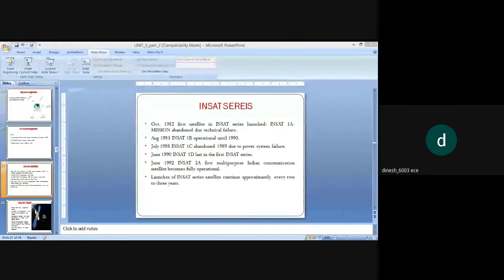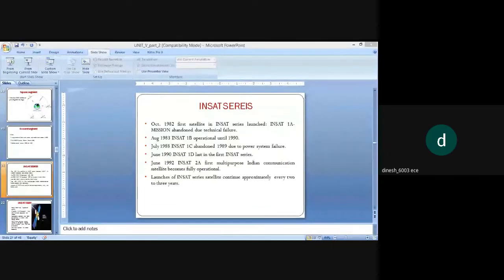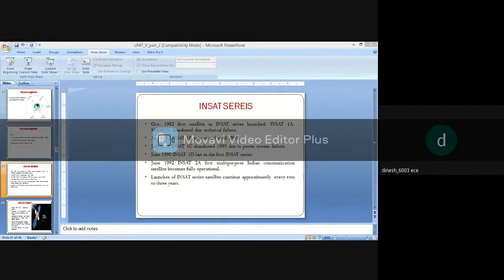IntelSat-1D was the last in the IntelSat series. It was launched in 1990. Then IntelSat 2A came as the first multi-purpose Indian communication satellite, which became fully operational. So the launch of IntelSat series satellites was done approximately every 2 to 3 years. So IntelSat today is being done by ISRO.